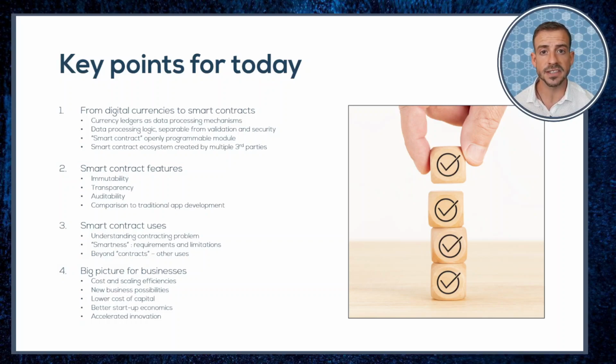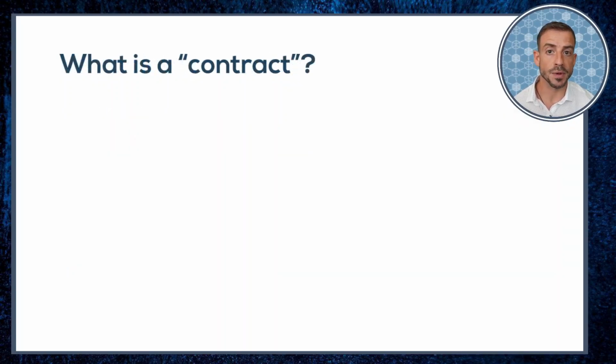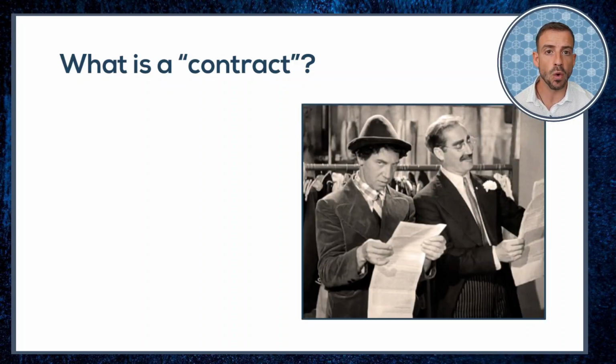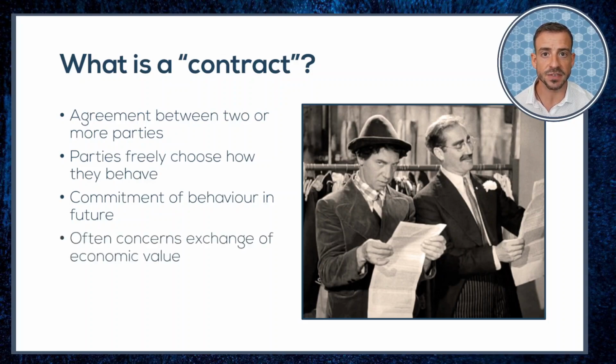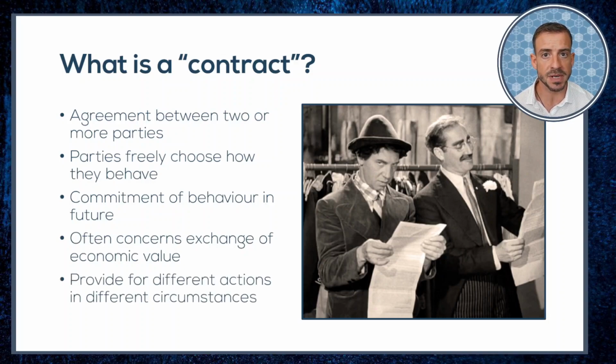The first use case we're going to look at is the one that gives smart contracts their name, when we use them as contracting devices. Bear with me, you probably already have a good idea of what a normal contract is, so let's walk through what it actually does. A contract describes an agreement that's made between two or more parties. These parties are free to choose how they are going to behave, and the agreement records a commitment of how these parties will behave towards each other in the future. Usually these behaviors involve the exchange of something that has economic value, and often contracts describe different actions due to be taken under different circumstances or conditions.